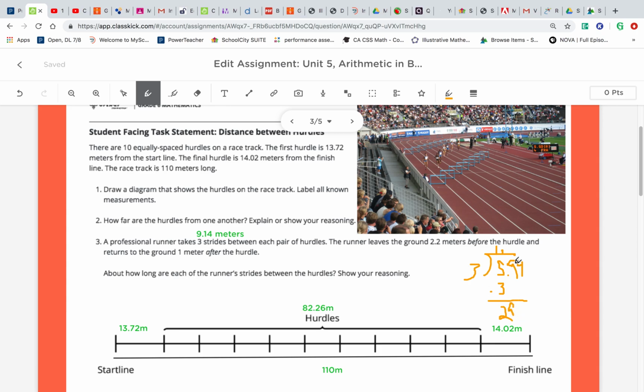3 goes into 29 9 times. 9 times 3 is 27. 29 take away 27 is 2. And then I can bring down this 4. And 3 goes into 24 8 times. So we're talking about 1.98 meters is how long each stride is. So we can add that in here.